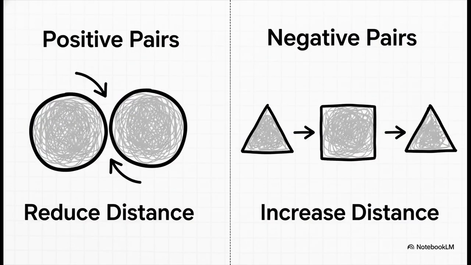The AI's job is pretty simple, at least in theory. It has to learn how to represent each image as a string of numbers. The whole point of the training is to force the model to make the numbers for the positive pairs as similar as possible, while at the same time pushing the numbers for all those negative pairs as far apart as it can. It's basically learning to see what's the same and what's different.